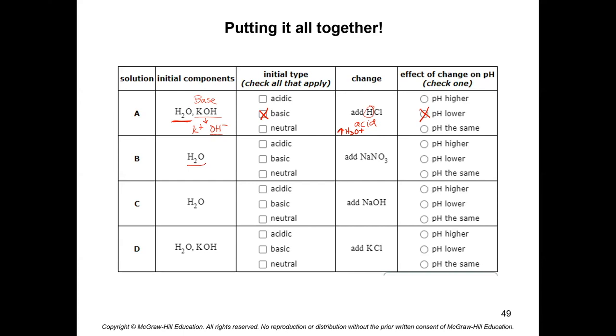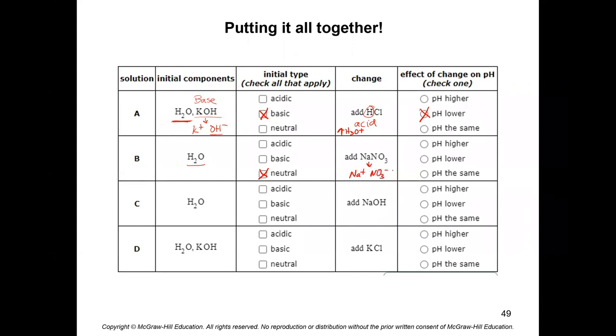I have just water. Well, just water is neutral. Now I'm going to add NaNO3. Let's consider this compound. Well, the first thing I notice is that it's an ionic compound, right? It has a metal, Na, and a non-metal, which is NO3. It's a polyatomic ion. So when I put this in water, which is what I'm doing here, this is going to make Na plus and NO3 minus.